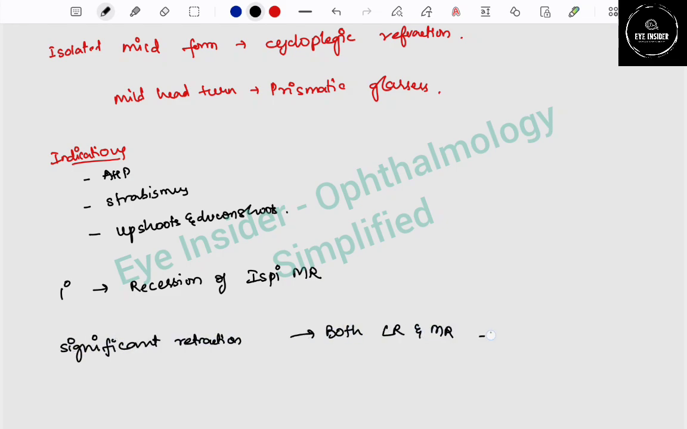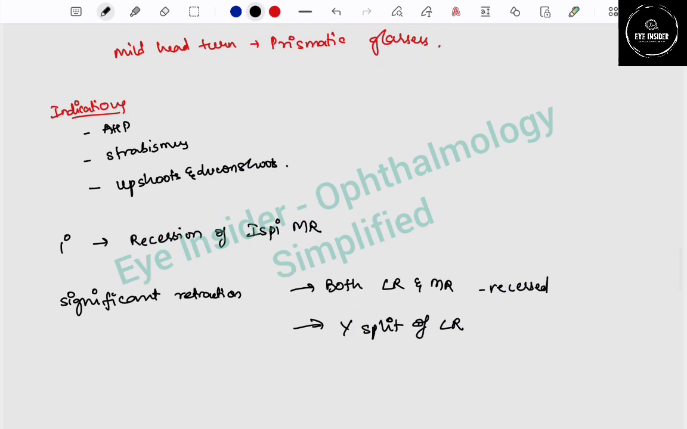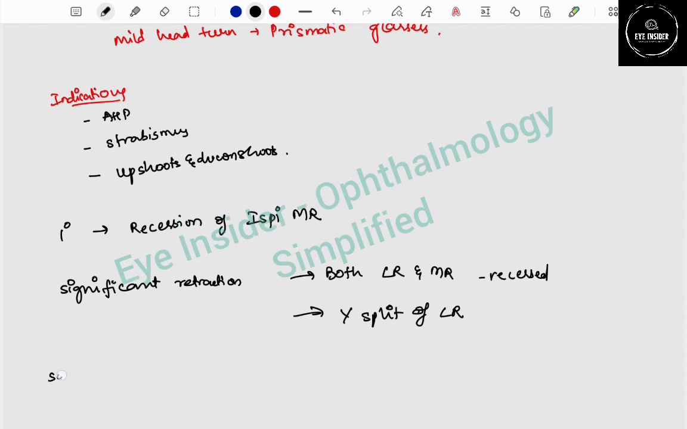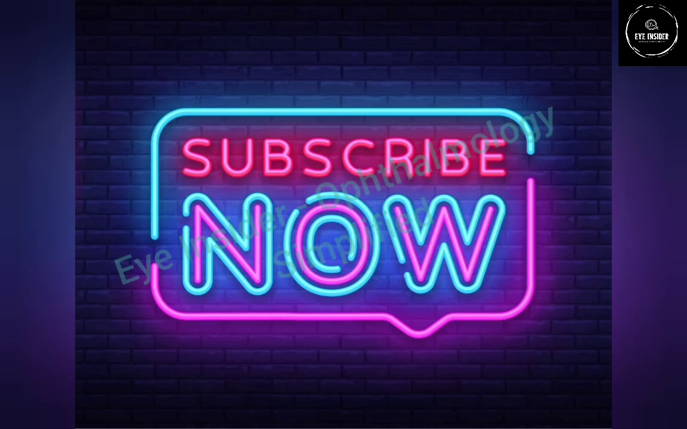The primary surgery is recession, that is weakening of the ipsilateral medial rectus. If there is significant retraction, both should be recessed, or a Y-split of the lateral rectus can be done. For symmetry, the opposite side recession of the medial rectus is performed.